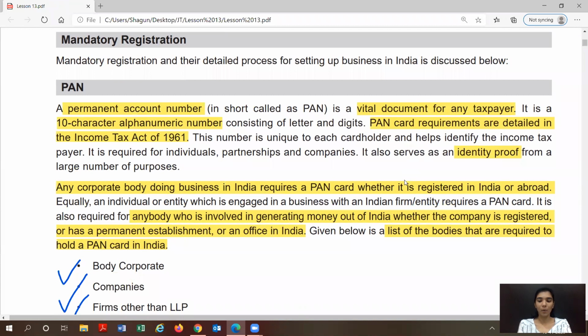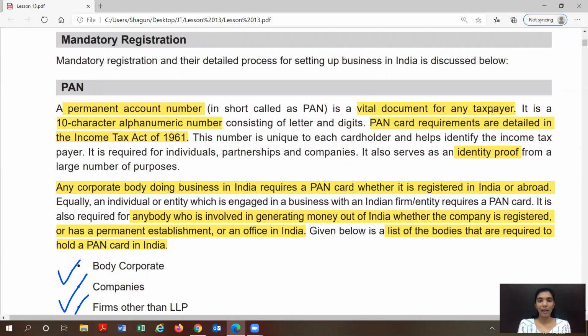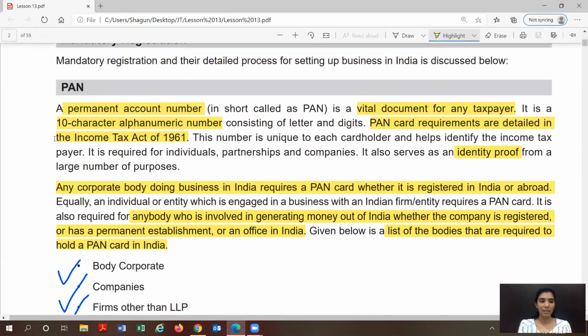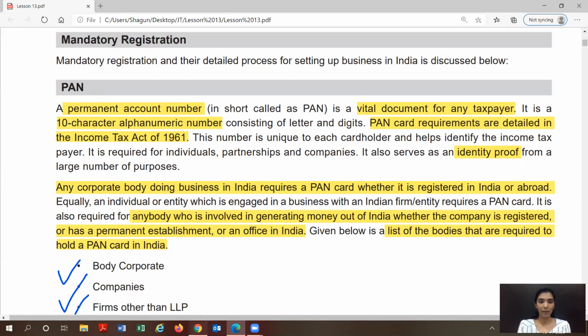The first basic requirement for any person or any body corporate who is starting a business will be to obtain a PAN number. What is a PAN number? The full form is Permanent Account Number, which is a very vital document for any taxpayer. For any taxpayer, it is necessary to obtain a PAN number. It is a 10-character alphanumeric number, and its requirement comes from the Income Tax Act of 1961.